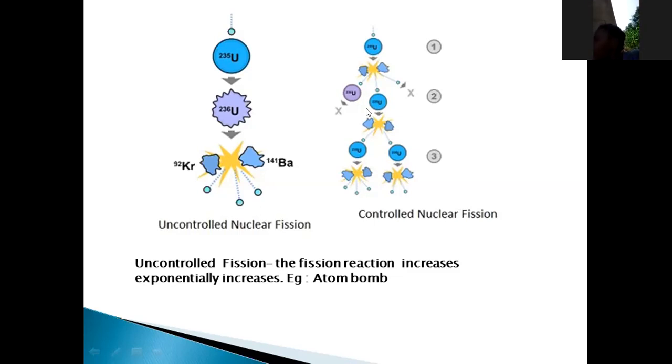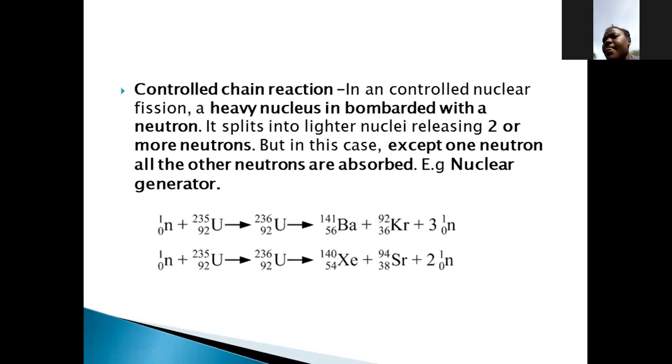So in the process, there are not very many neutrons being produced. The rest of them can be absorbed using what you call a moderator, and the moderator can be something like water or graphite rods. So in a controlled chain reaction, a heavy nucleus is bombarded with a neutron. It is split, but all but one neutron is absorbed. This is what is produced in a nuclear reactor or a nuclear generator where nuclear energy is produced. And you can see in this example here, the neutron comes in and gets absorbed.